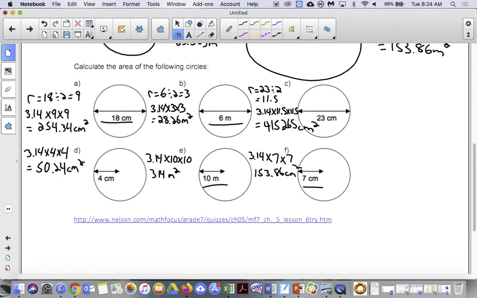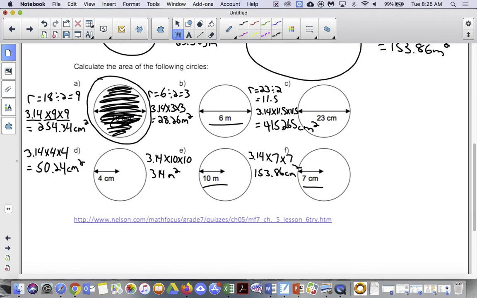Okay, so that is the lesson, but I am going to point out a few common errors that happen a lot. Common errors: people sometimes use the diameter instead of the radius. So they would go 3.14 times 18 times 18. But the area equation can only use radius. It cannot use diameter. The only equations with circles that can use both radius and diameter are the two given for circumference. Circumference is the perimeter around a circle. Okay? Area is the space inside a circle.